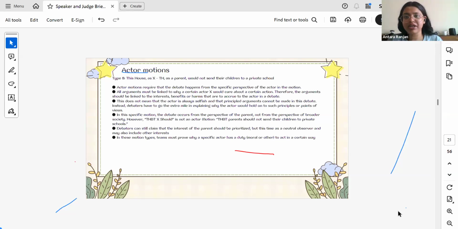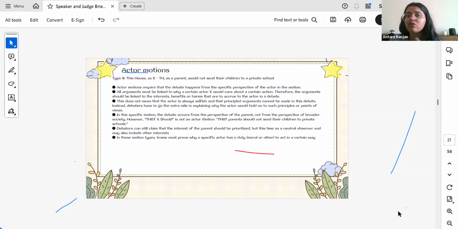So all arguments in this debate, it's not about why it would be better for society if Shah Rukh Khan quit Bollywood. It's not about why it would be better for anyone else. It only has to talk about why it would benefit this actor in the first place, if this action happens, right? So all arguments in this debate have to talk about either the interests or the benefits or the harms that will happen to the person that this debate is happening as. Why should this actor quit Bollywood? Why should this actor not quit Bollywood? What are the benefits? What are the harms, right?